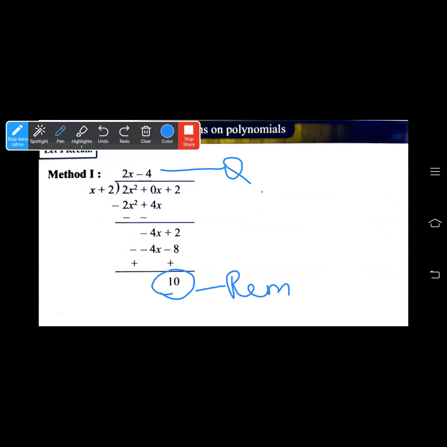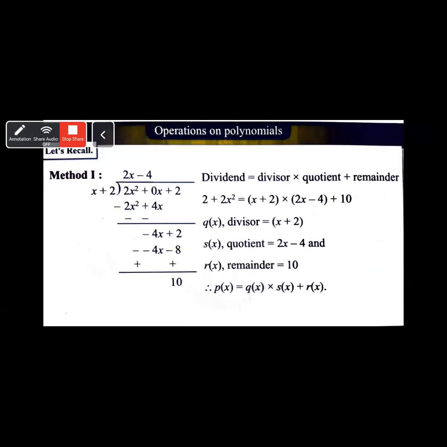So you have to write in this form: dividend is equal to divisor multiplied by quotient plus remainder. That means what is your dividend? 2 plus 2x square. Divisor is x plus 2 multiplied by quotient is 2x minus 4 and remainder is plus 10. So this way you can write down.